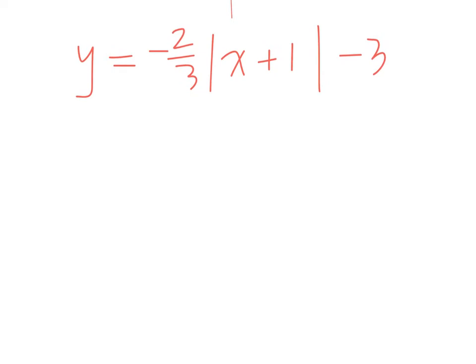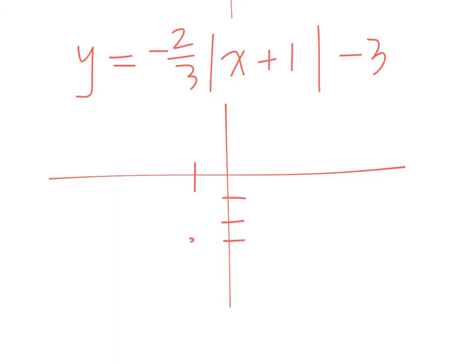People in the back, did I see it yet? The slope is wrong. Okay, good. So we are gonna go -1, -3, that's the vertex, and then goes down 2/3.